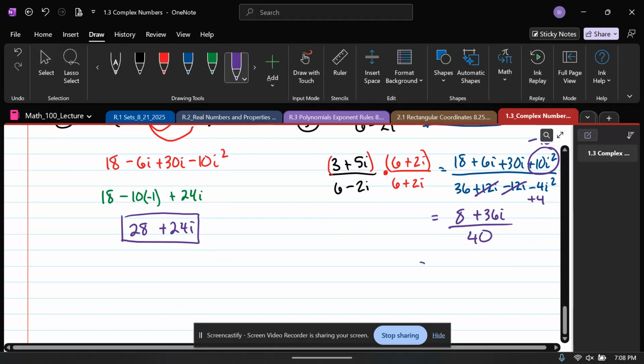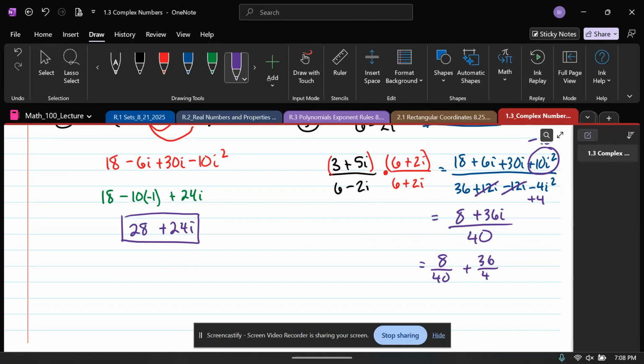So that's 40 on the bottom. Then I split it apart. 8 over 40 plus 36i over 40. And then I simplify those. 8 goes into itself once and into 40 5 times. 4 goes into 36 9 times. 4 goes into 40 10 times. That's the same answer I got by doing it with the calculator, but it was a lot more work.